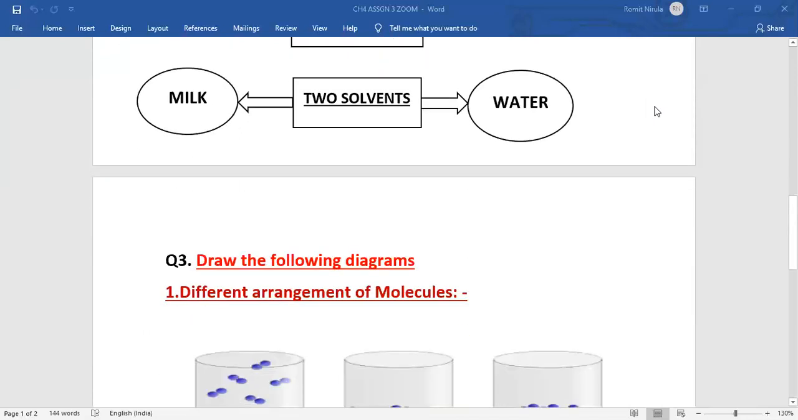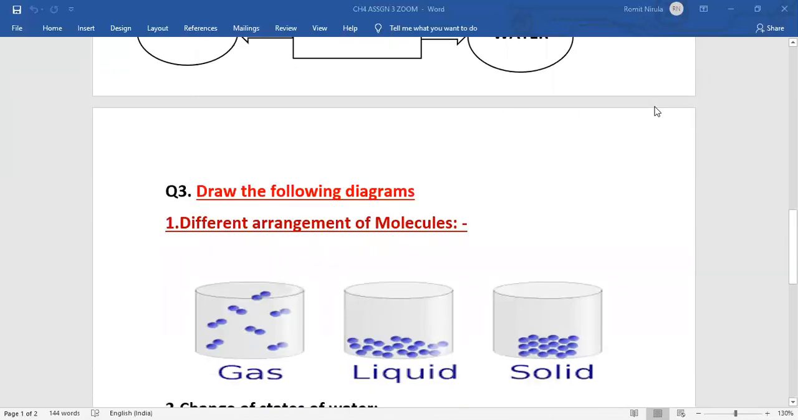Next are our diagrams. First is different arrangement of molecules. Here you will see how the molecules are arranged in solids, liquids and gases. You can see in solids the molecules are close to each other. They have very little or no space in between them. In liquids, they are a little apart, they have little space in between them. But in gases, they are far from each other and have much space in between them.